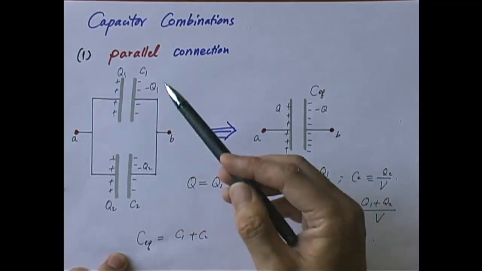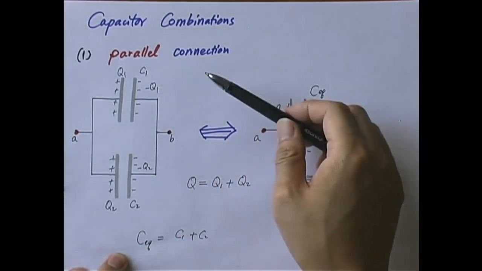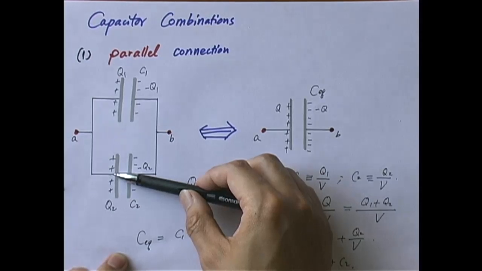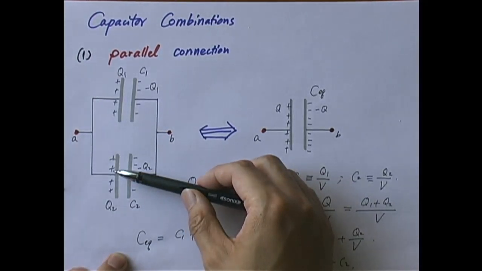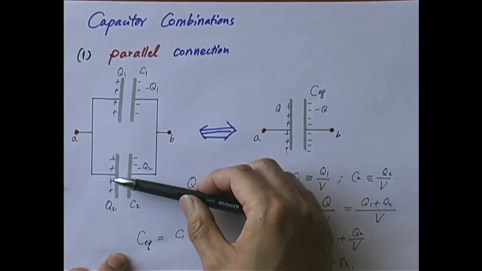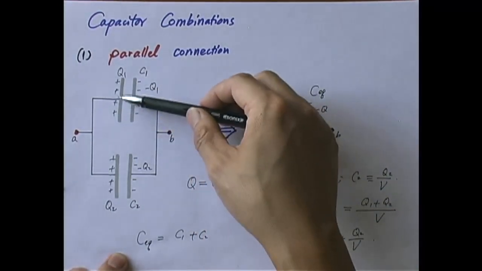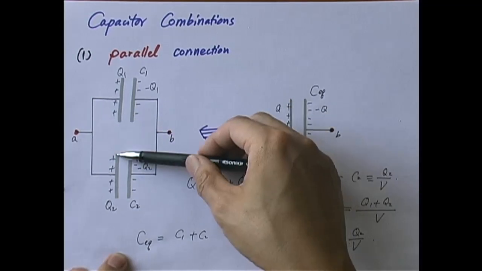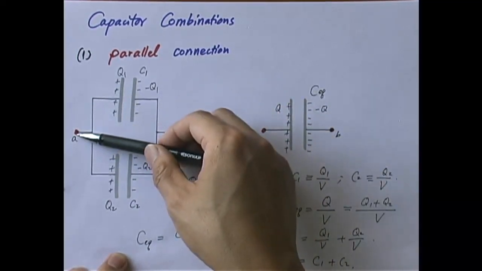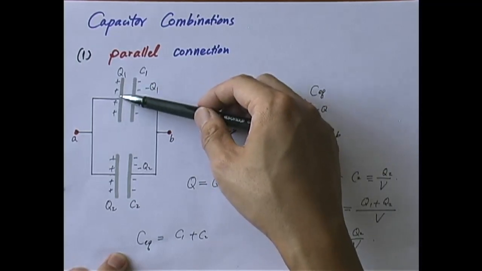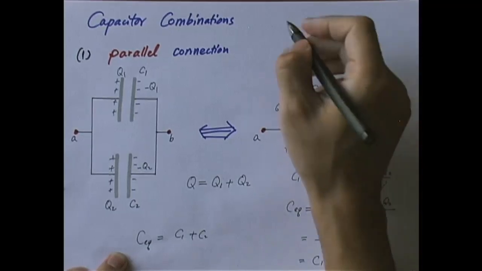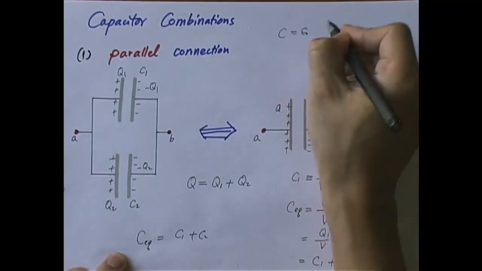Well, now the charge will have two places to go. Part of it goes to the top capacitor, part of it goes to the lower capacitor, and it's equivalent to increasing the area from A1 to A1 plus A2, because this plate has area A1, that plate has area A2. They're both connected to the same supply of positive charge, and therefore the area is increased to A1 plus A2.